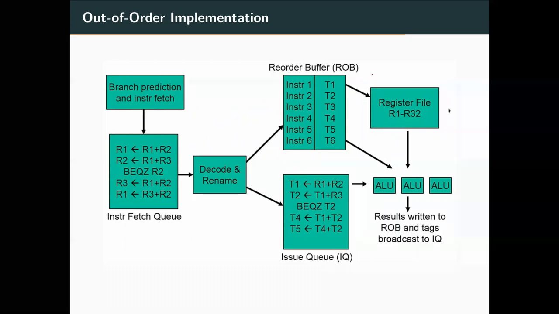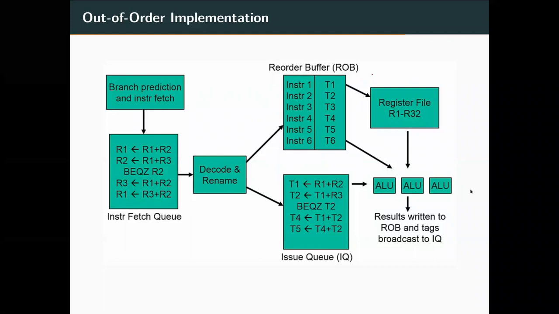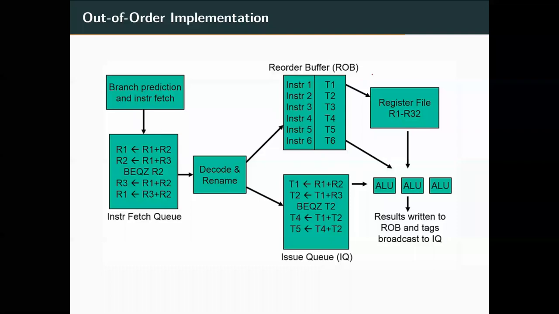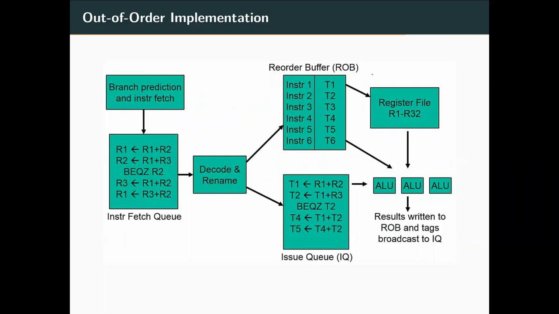Now, one nice thing is, let's just say we could also have multiple execution lanes for our ALUs. This is one advantage: if we're fetching multiple instructions, we can potentially be dispatching multiple instructions at the same time, in the same cycle, to our execution stage. But let's ignore that for now. That makes it more complicated.